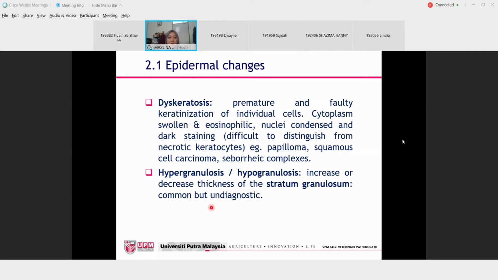All right. Next, we move on to the stratum granulosum. The stratum granulosum can undergo hypergranulosis or hypogranulosis. Hyper meaning there is increased thickness, whereas hypogranulosis means there is a decrease in the thickness of the stratum granulosum. This is also a common finding. Therefore, it is often not helpful in the diagnosis of skin diseases.